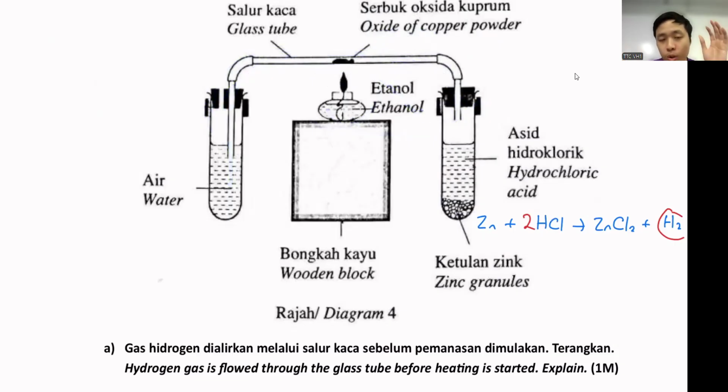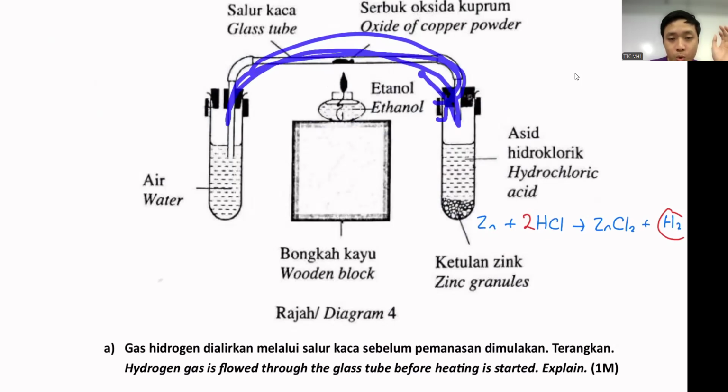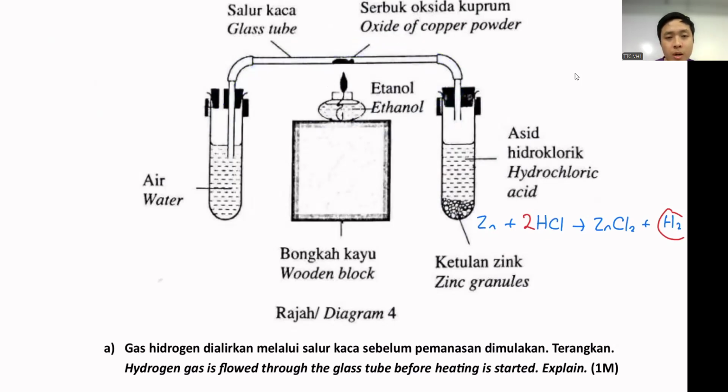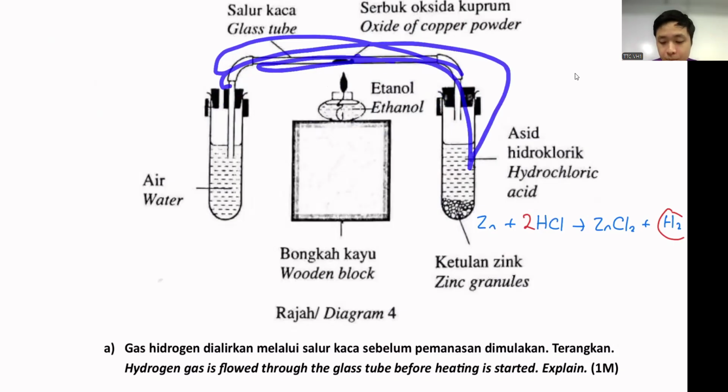Even during heating, you have to let the hydrogen gas flow through. Why do you have to do this? Because if you leave any oxygen gas inside, it will burn, it will explode. Hydrogen reacts with oxygen, especially in hot air, then it will explode. It will catch fire, very dangerous. That's why we have to avoid oxygen in this area.